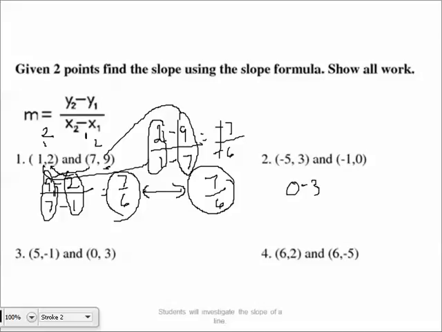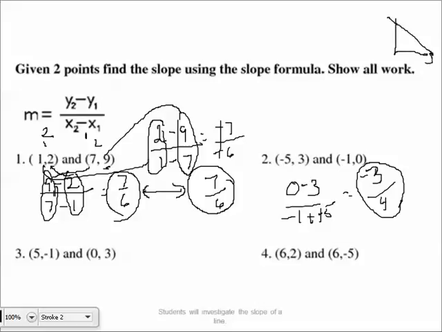0 minus 3 divided by negative 1 minus negative 5. Yep, negative, negative. That means it's a positive, right? 0 minus 3 is a negative 3, right? And negative 1 plus 5 is a 4. So I got negative 3 over 4. Done. That's my slope. Negative 3 over 4, that means it goes down 3 and over 4. It's going to go like this. Yes, that's a negative slope. Yes, that's what it means.